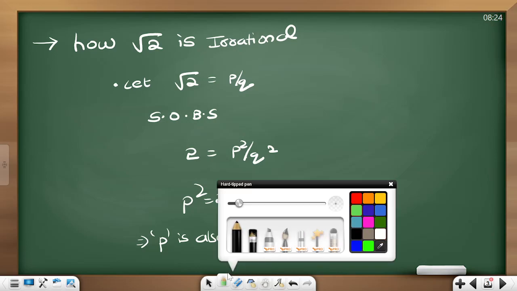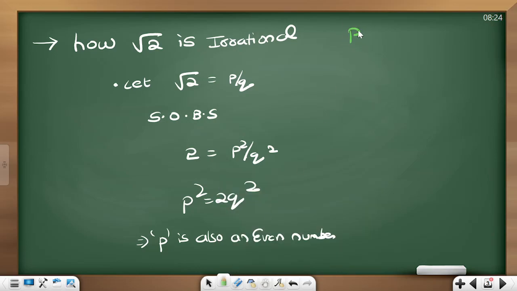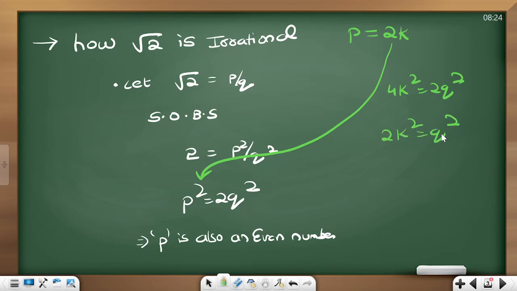If P is an even number, then we can take P equal to some 2k, because it is a multiple of 2. Therefore, substituting P equal to 2k in this equation, we will get 4k square equal to 2q square. From there, we will get 2k square equal to q square. We are also getting that q is an even number.